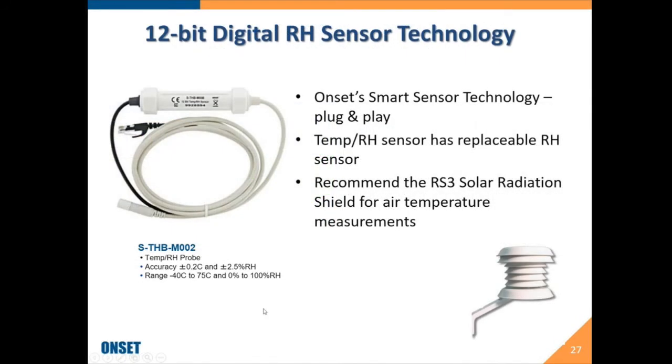Sensor technology for the RX3000s. We have probes here for temperature and relative humidity. Again, we would recommend that you get the RS3 solar radiation shield to protect that sensor from the sun and the rain.